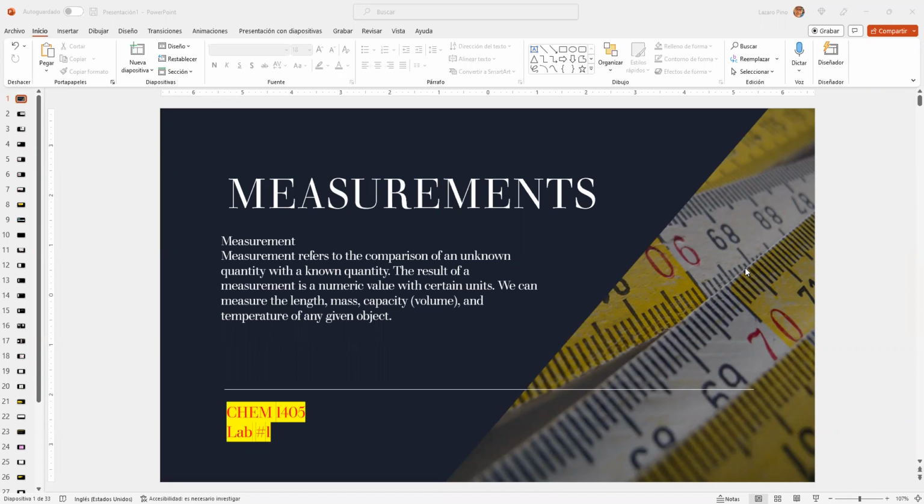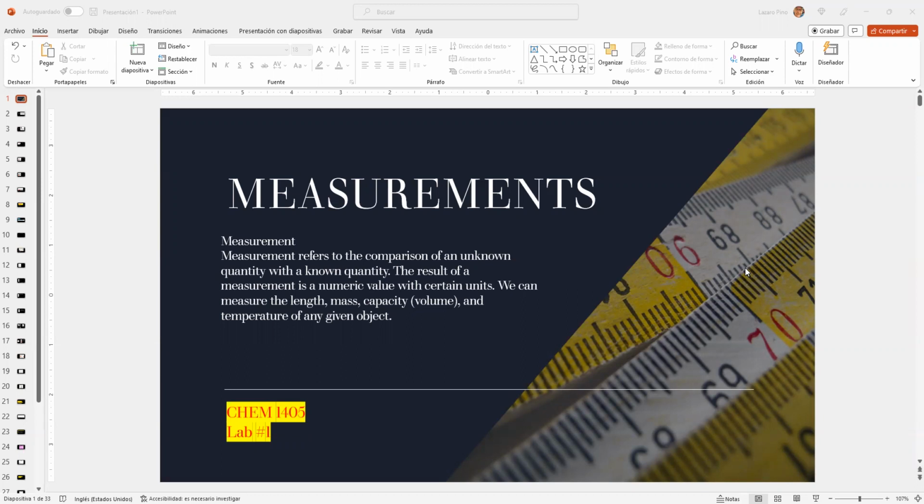A measurement refers to the comparison of an unknown quantity with a known quantity. The result of a measurement is a numeric value with certain units. We can measure, for example, the length, and then we can use a ruler. The ruler is in centimeter, then the answer will be in centimeter. Or we can measure the mass. For example, we can use a scale, and the scale is in grams. Then you will report the mass of any object in grams.